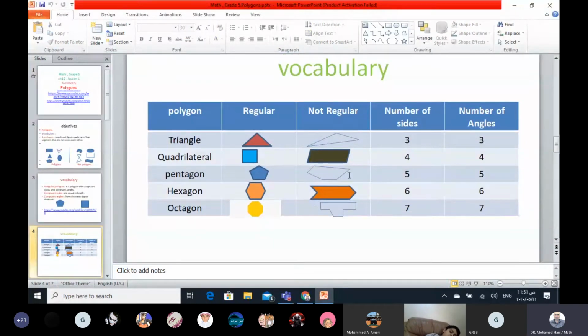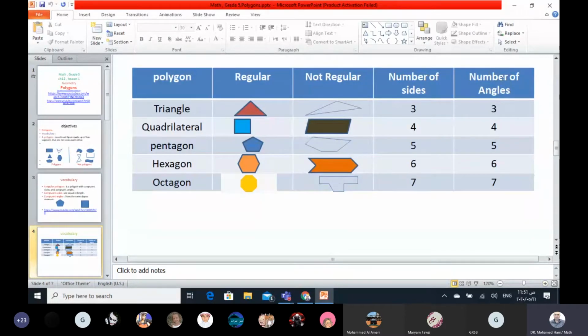We have now this table, which is very important. Here is the name of the polygon. Here we want to know, is it regular or not? Here, what is the number of sides? And here, the number of angles.